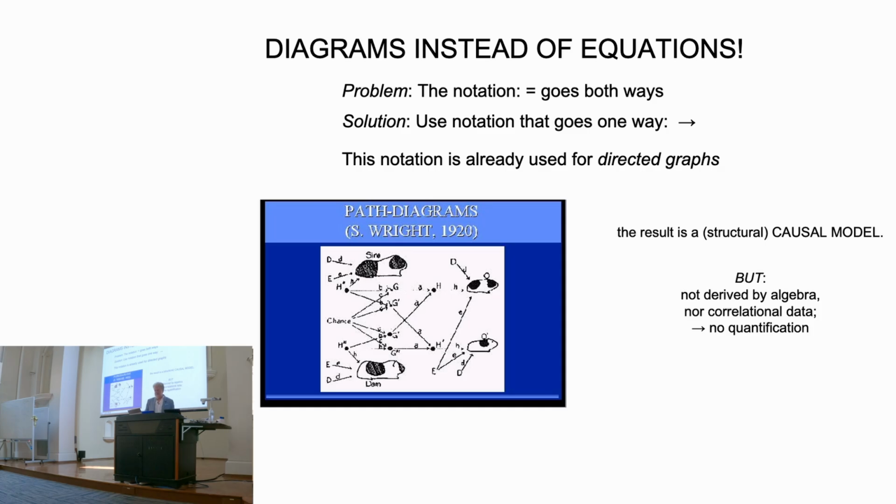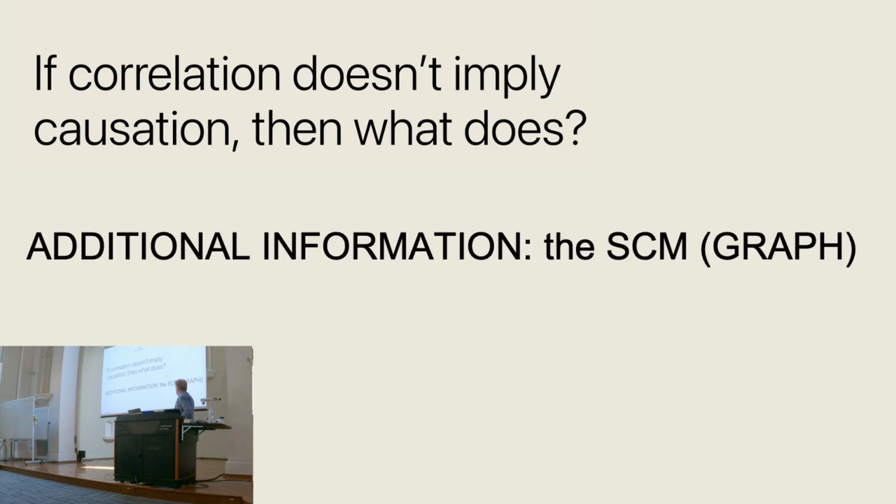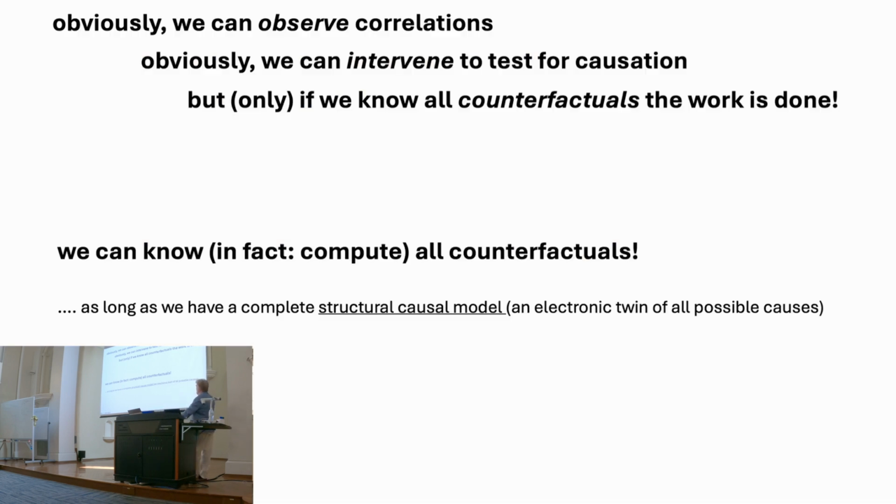So how do we get that? I want to basically answer this question again. If correlation doesn't imply causation, then what does? And I'm saying it's additional information. It's the SCM, the structural causal model, or the graph. So when I said we have to do all of this, we can do this with an SCM, or structural causal model. Once we have a structural causal model, we can both intervene, and I will show you in a moment how, and we can compute all counterfactuals.